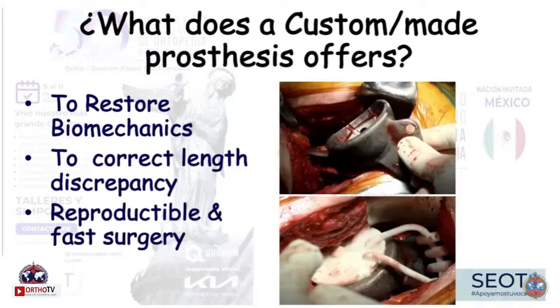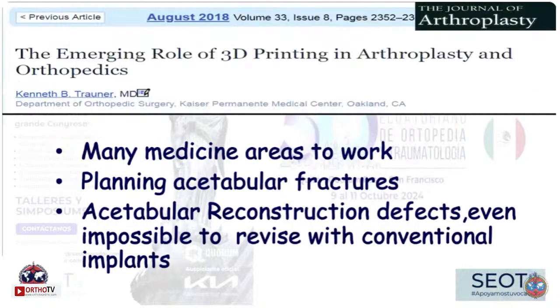The useful part of the custom-made implant is that it's like the final piece of a puzzle. In this final piece, you restore biomechanics and correct length discrepancy, and it's a reproducible and fast surgery if you compare it to putting in trabecular metal, grafts, plates, and all this stuff.